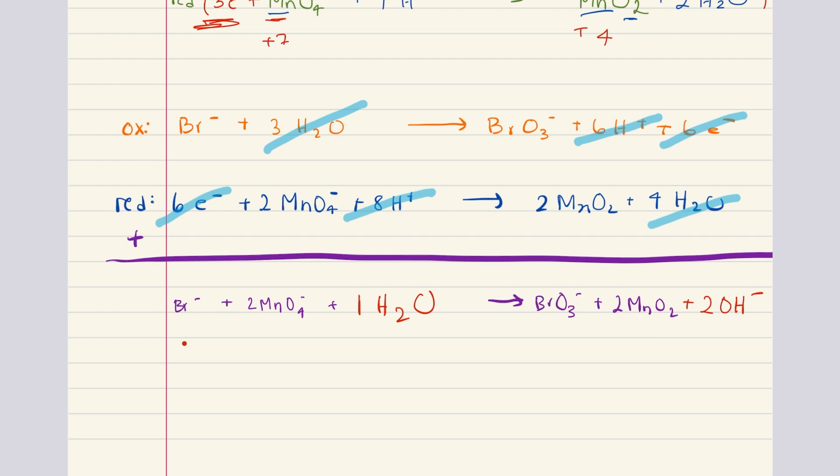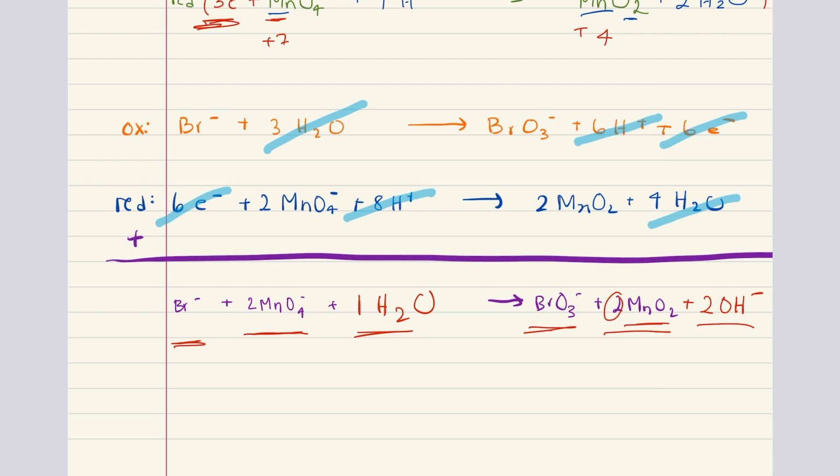We have our bromide ion plus 2 permanganate ions plus 1 water molecule. This gives rise to our bromate ion plus 2 manganese 4 oxide. All right, we have 2 of these manganese 4 oxides and 2 hydroxide ions.